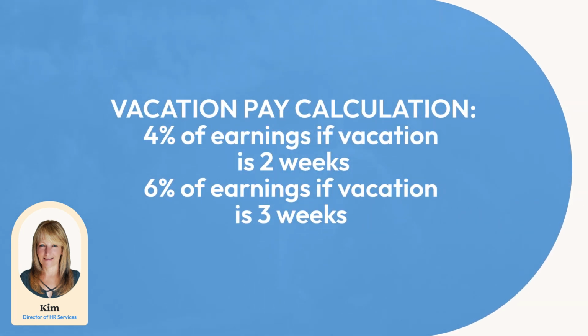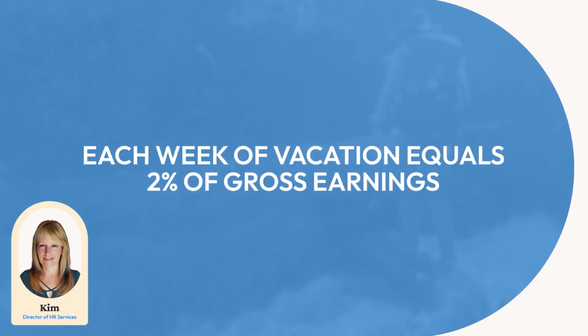Vacation pay is calculated, as I mentioned, as a percentage of an employee's gross earnings. 4% of gross earnings where the vacation entitlement is 2 weeks, 6% where it's 3 weeks. Essentially, each week of vacation time equates to 2% of earnings as the vacation pay.